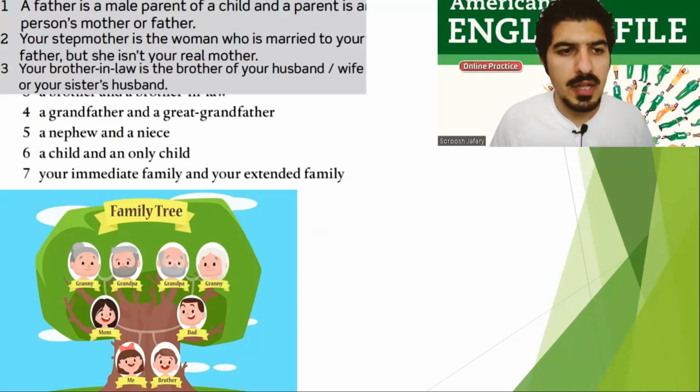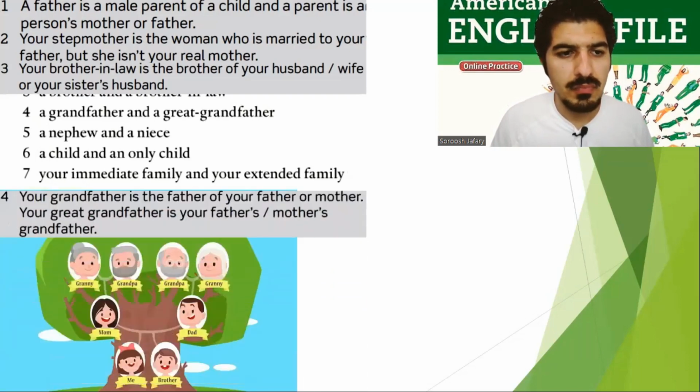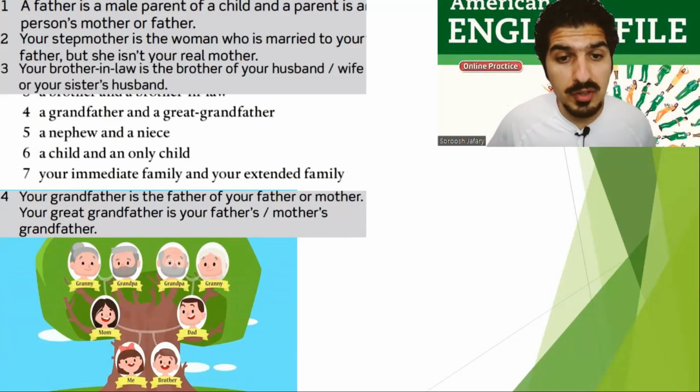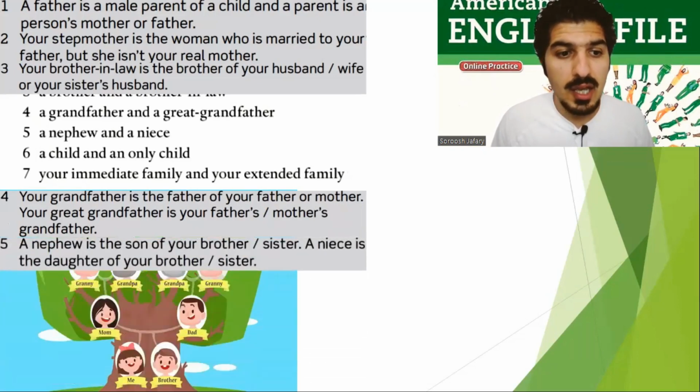Yeah? Next one, a grandfather and a great-grandfather. What is the difference? Your grandfather is the father of your father or mother. Your great-grandfather is your father's or your mother's grandfather. Right? A little bit complicated, I think. Number 5, a nephew and a niece. Now this one's really easy. A nephew is the son of your brother or sister, while a niece is the daughter of your brother or sister. It differs.